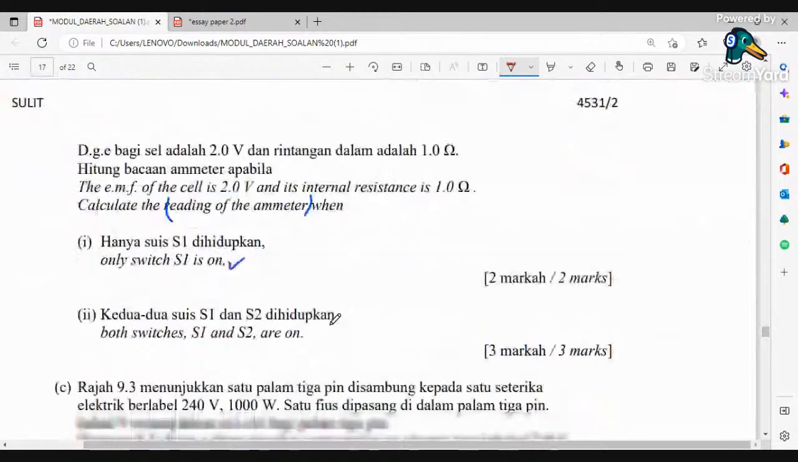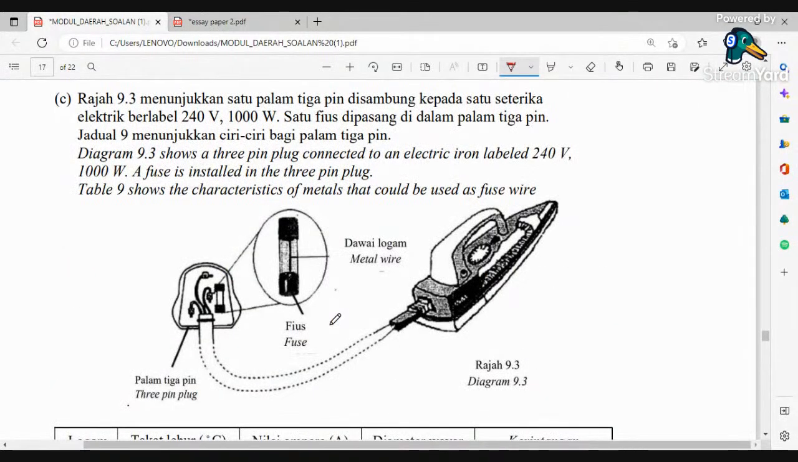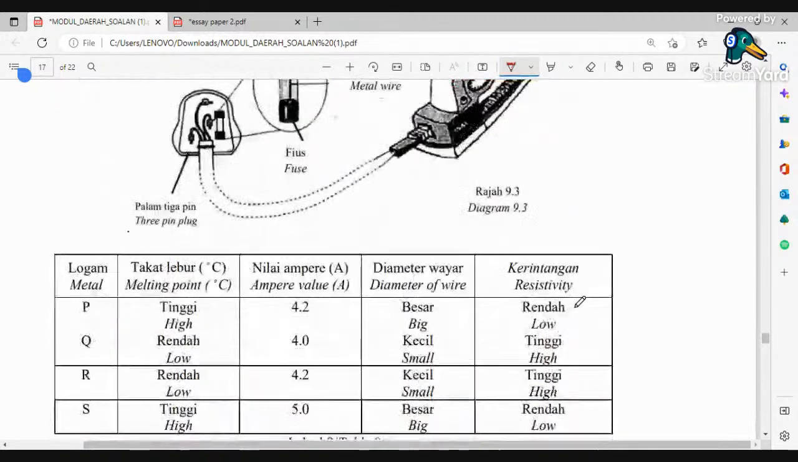Now we go to the next one. Part C. Diagram 9.3 shows a 3-pin plug connected to an electric iron rated 240 volt, 1000 watt. A fuse is installed in the 3-pin plug. This is the fuse. Table 9 shows the characteristics of metals used as fuse wire. So the main point here is the metal for the fuse wire. Look at the table given.